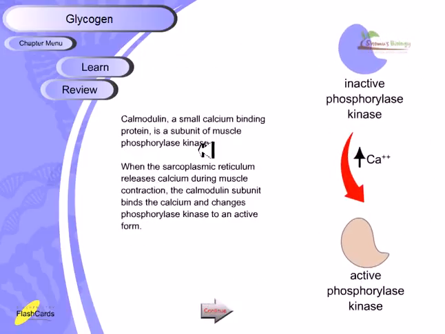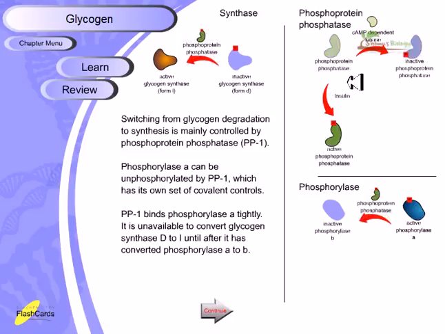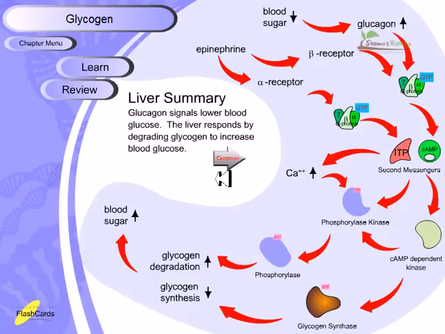Okay, now calmodulin, another protein, which is a calcium binding protein, is a subunit of muscle phosphorylase kinase. When the sarcoplasmic reticulum releases calcium during muscle contraction, the calmodulin subunit binds to the calcium and changes the phosphorylase kinase to an active form, which phosphorylates the glycogen phosphorylase. As a result, glycogen phosphorylase can phosphorolyze glycogen units to produce glucose 1 phosphate. So that means it ultimately leads to the generation of glucose in much more amount.